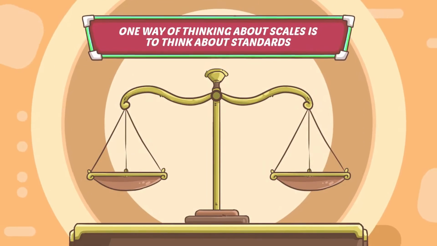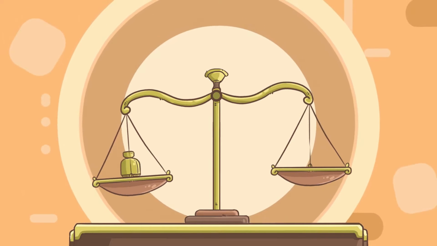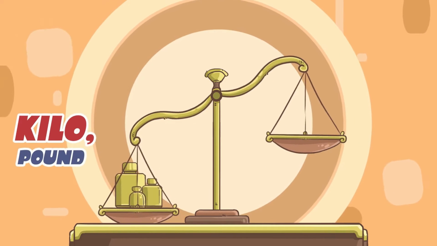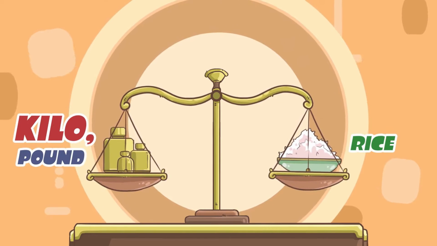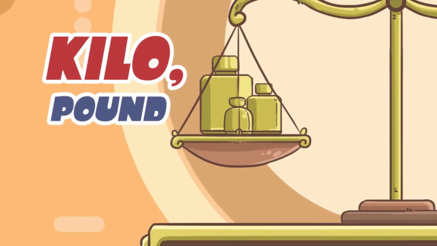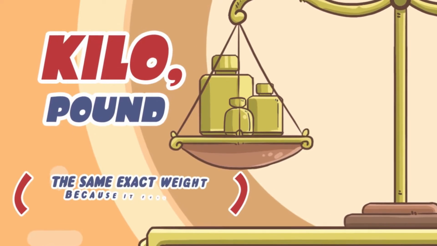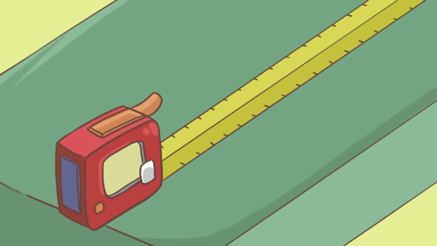One way of thinking about scales is to think about standards. For example, back in the day, you put a kilo or a pound or whatever it is on one side, then you put the rice on the other side. And as soon as they balance out, that means this equaled this standard. But that kilo, wherever you go, or that pound, wherever you go, is the same exact weight because it follows one exact standard.